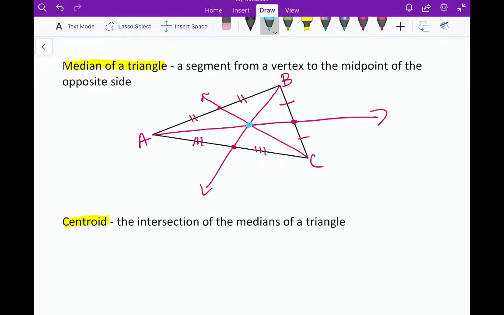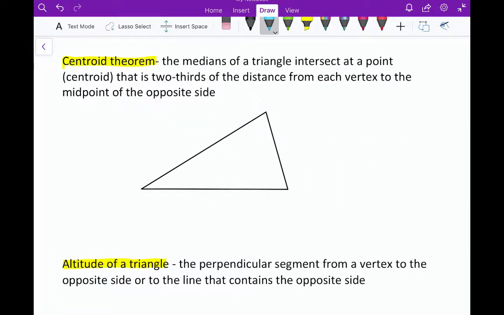So this point is the centroid. The centroid is actually the center of gravity of a triangle, and we may model that in class. The centroid theorem says that the medians of a triangle intersect at a point, the centroid, which we already stated, that is 2/3 of the distance from each vertex to the midpoint of the opposite side. So there are my midpoints, so now I'm going to draw the medians.